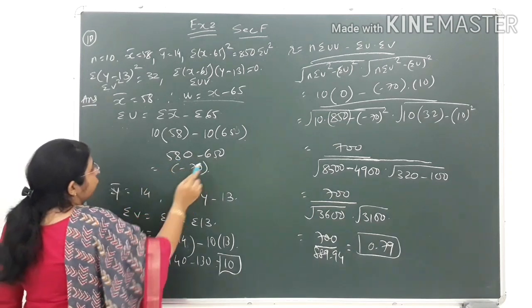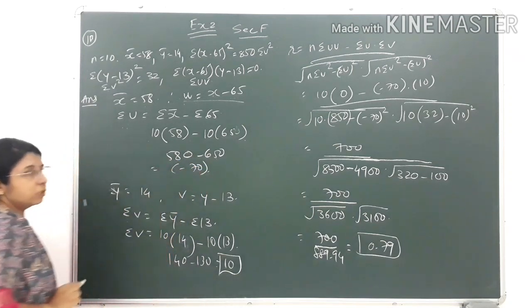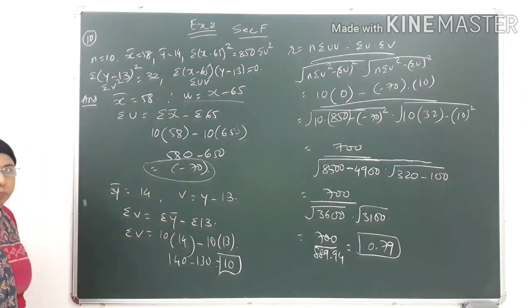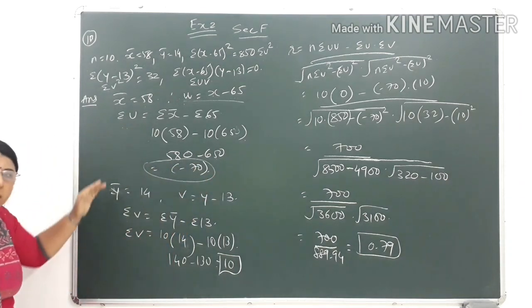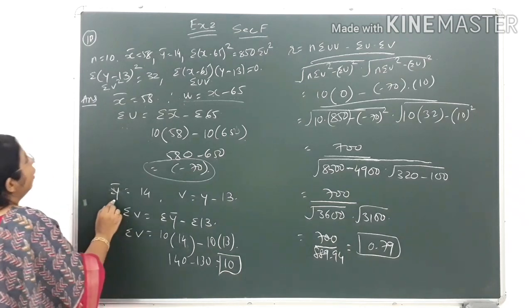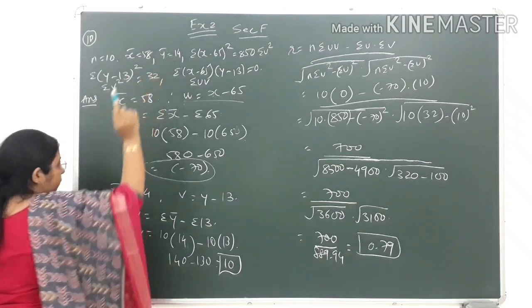580 minus 650, it would come to negative 70. So this is the first value that we have found out, that is sigma u. As we have found out sigma u, in the same way we have to find out sigma v. Now over here also the y bar value is given to you in the question, that is 14.